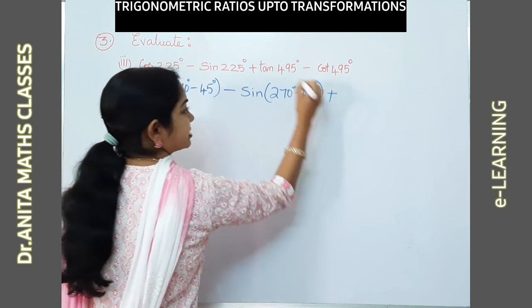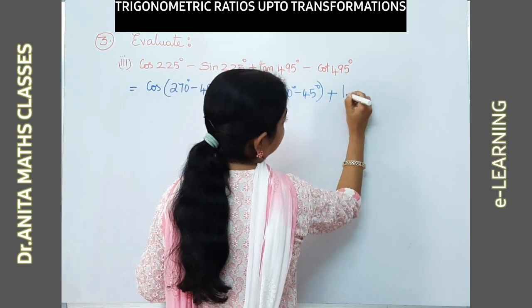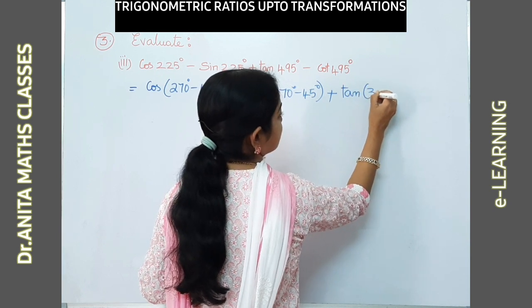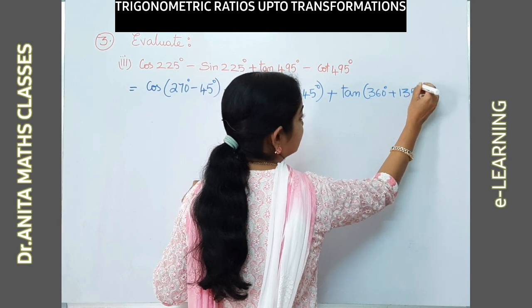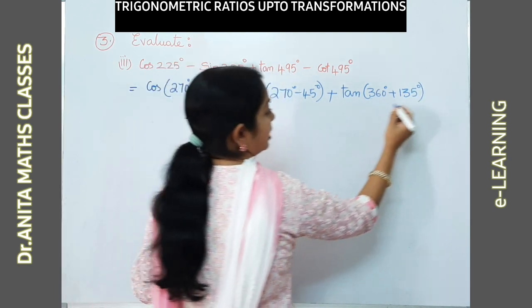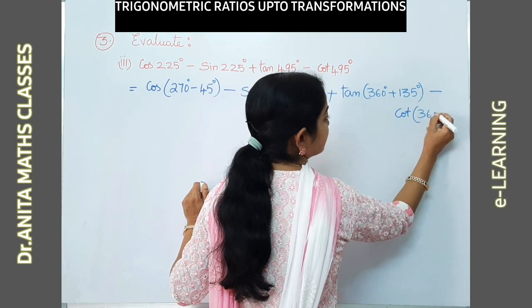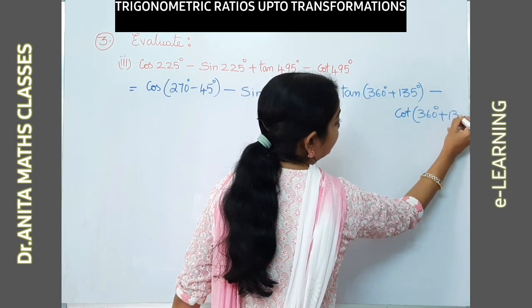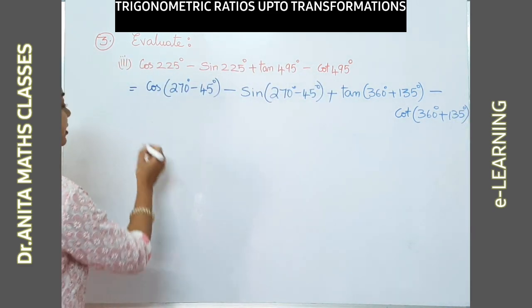Okay, plus tan of 495, that is 360 plus 135 degrees. So let's first split like this. Minus cot, again 360 plus 135 degrees. Okay, in the first step, now we will start here.